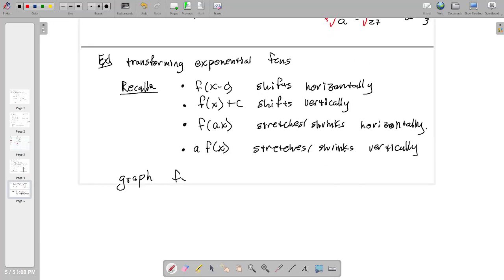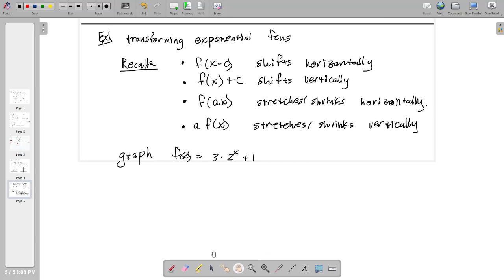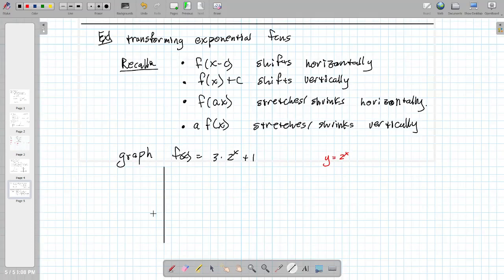Graph f of x is equal to 3 times 2 to the x plus 1. So notice here, we have a stretching factor of 3. So we're going to stretch 2 to the x vertically by a factor of 3, and then we're going to move all of the points up by 1. So our parent graph in this case will be y equals 2 to the x. Let's go ahead and plot the parent graph. This would be y equals 2 to the x.